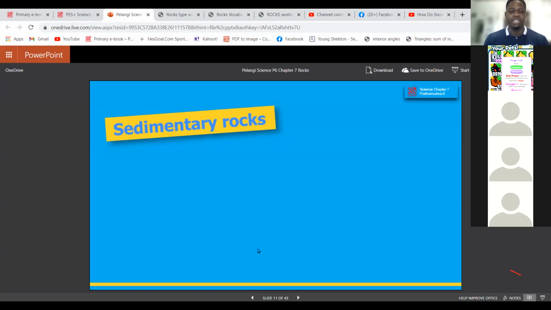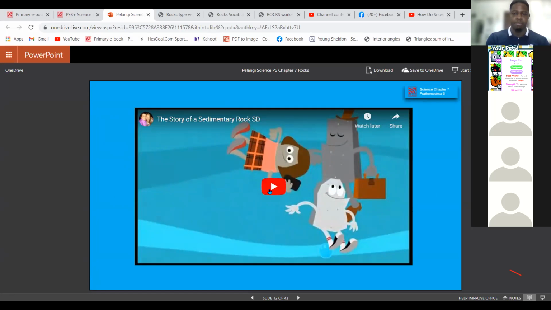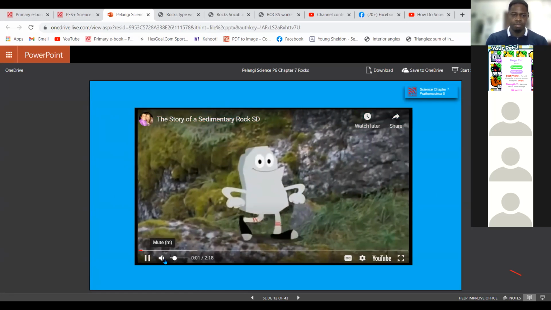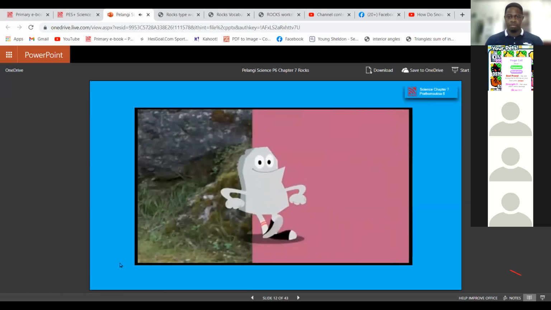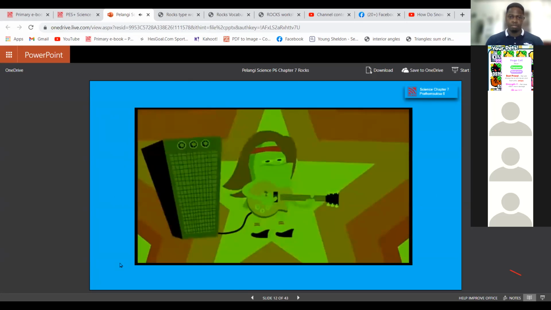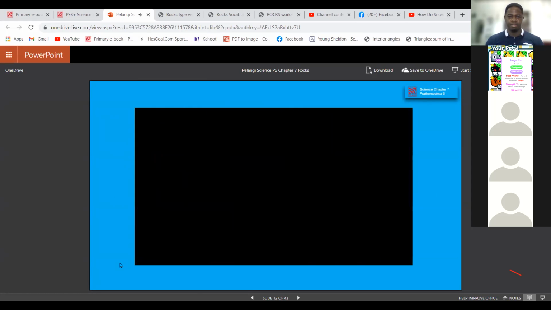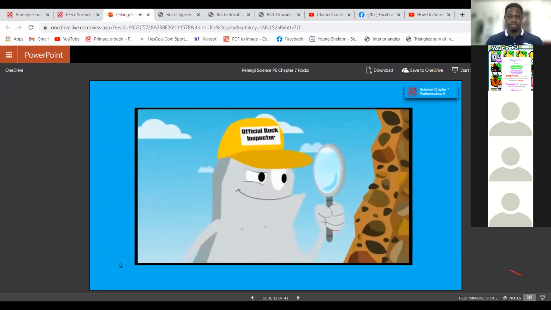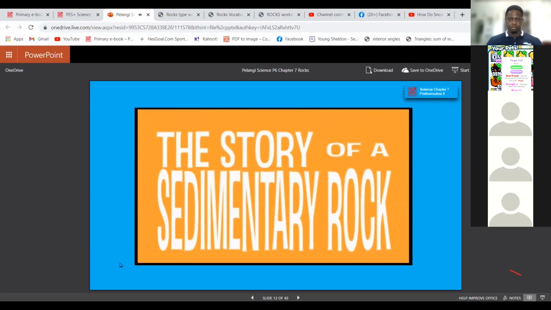Sedimentary rock. Let's go to the next one here. How are sedimentary rocks formed? Let's see. Did you ever stop and think about a sedimentary rock? Oh, I love rock! No, not rock music. I'm talking about the process of forming a rock. It takes a very long time and happens over and over again. This is the story of a sedimentary rock.